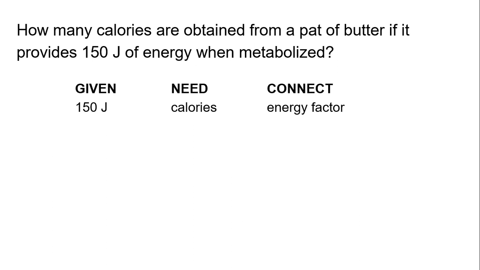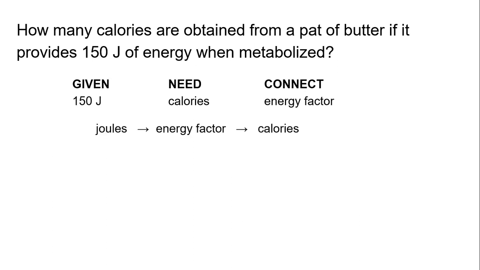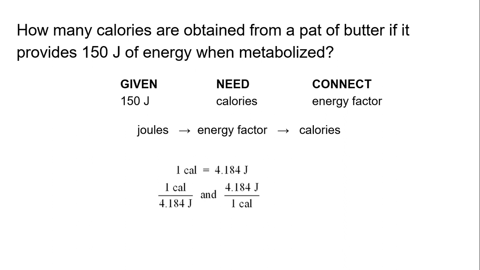So we need an energy factor. We start out with the problem in joules, but we need to convert this to calories. We need a conversion, and then that should give us our answer in calories as the units. So here we have what was displayed a couple slides ago. We have 1 calorie equals 4.184 joules, and we have to determine which way we need to set this up so that our answer is in calories.